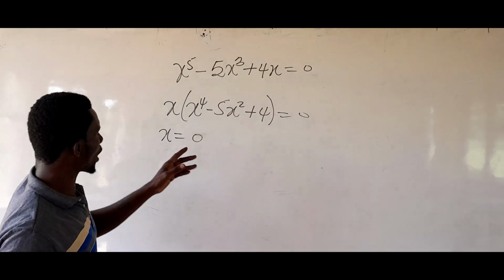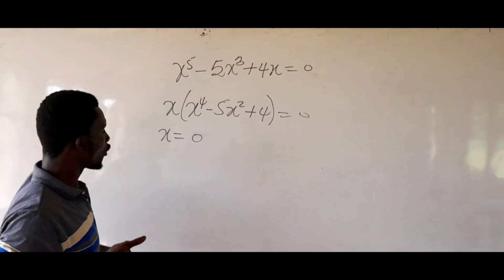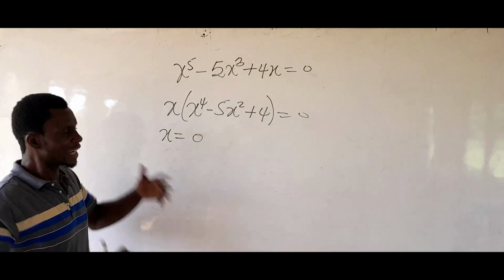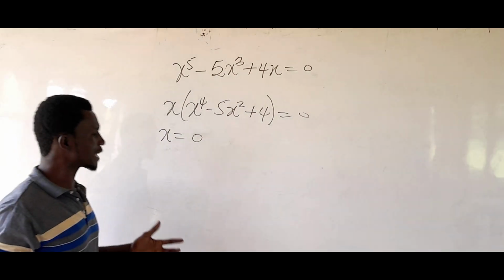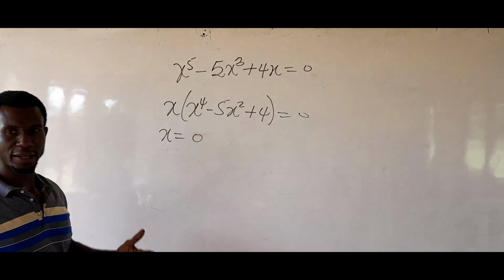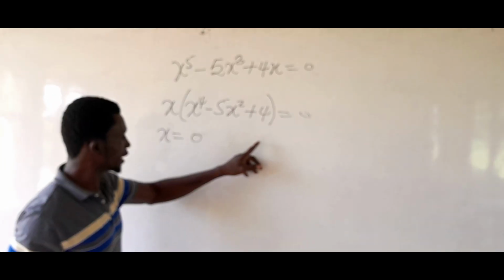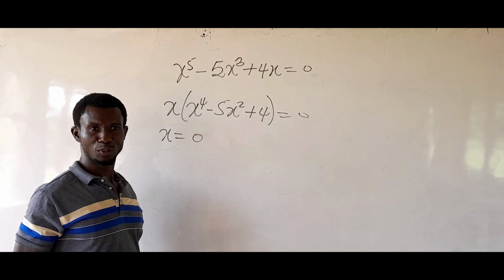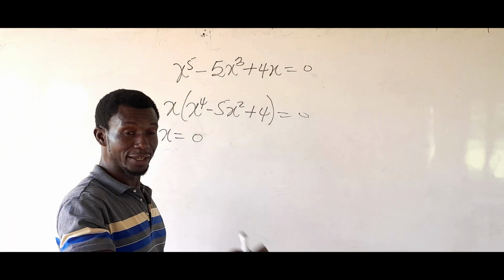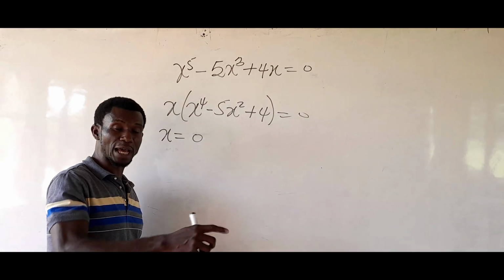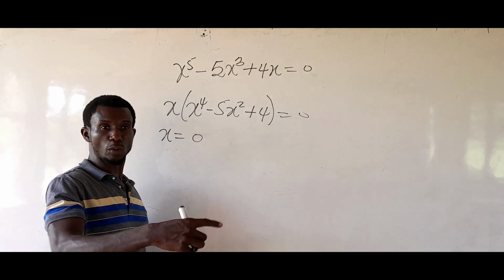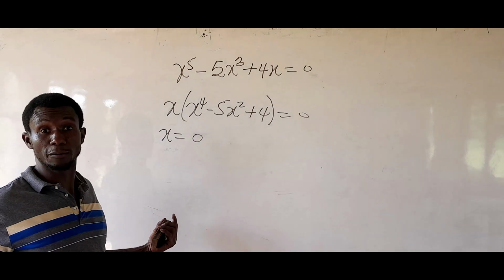Because you look for two numbers, when you multiply, you get 4. When you add, you get negative 5. And the answers are negative 1 and negative 4. So you get a is equal to 1, a is equal to 4. So you get a squared is equal to 1, a squared is equal to 4. So you get a is equal to plus or minus 1, a is equal to plus or minus 2. And that's all you have.